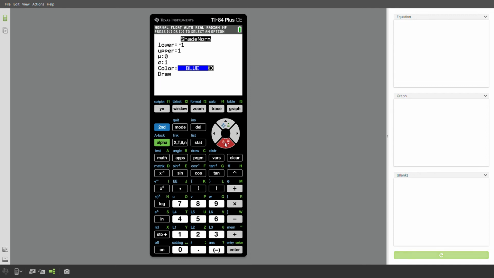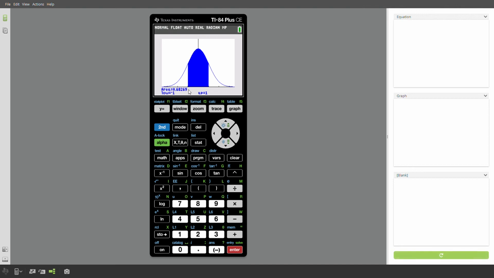Now, if you have a color calculator, you'll get this option, which is really kind of nice if you have it, but if you don't, no worries. If your calculator is black and white, that's fine. You just won't see that line there. You can scroll through to select some colors if you want, whatever floats your boat. And when you're all set, go down and hit the draw button. And when you do that, it will take you directly into the graph and shade the appropriate region. There you go. There's our normal curve from -1 to +1. And it even tells us our area at the same time.